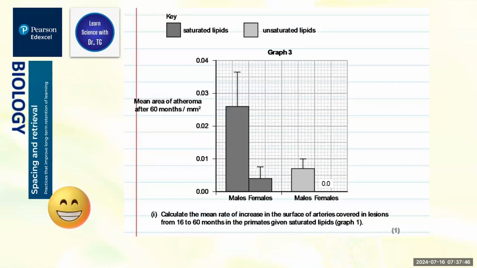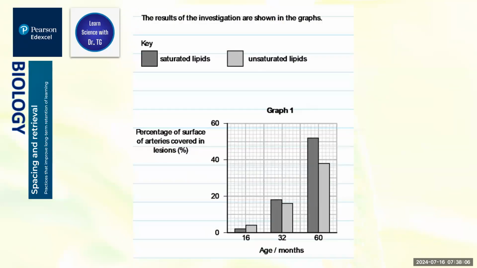So let's come to the question then. Calculate the mean rate of increase in the surface of arteries covered in lesions from 16 to 60 months in the primates given saturated lipid, graph one. So we have to calculate, using this graph, from 16 to 60 months, the rate of percentage of surface of arteries covered in the lesions.